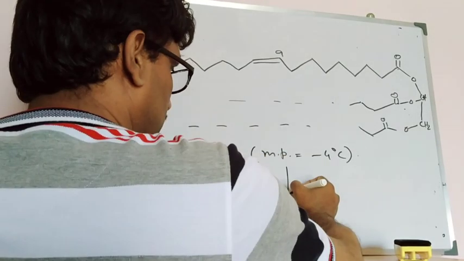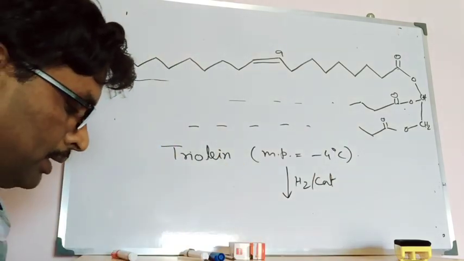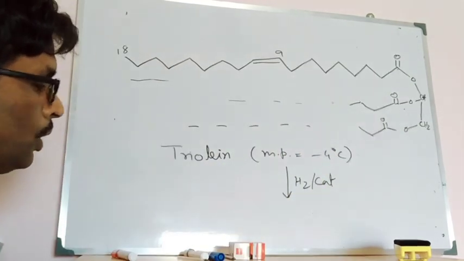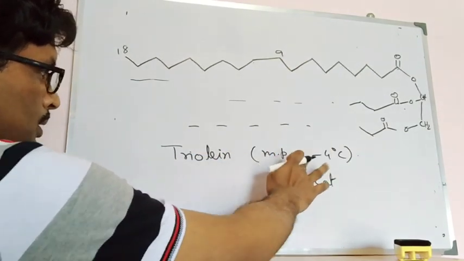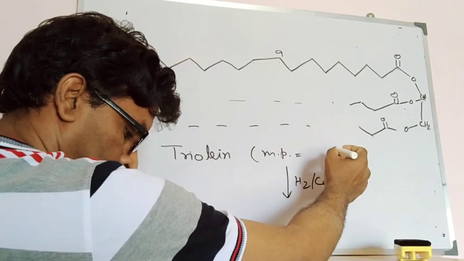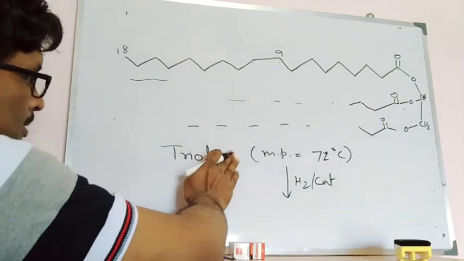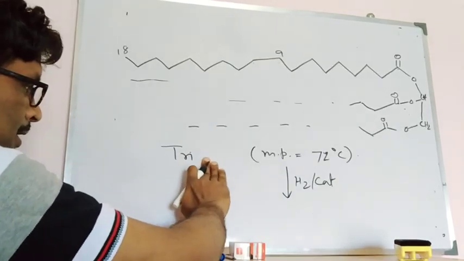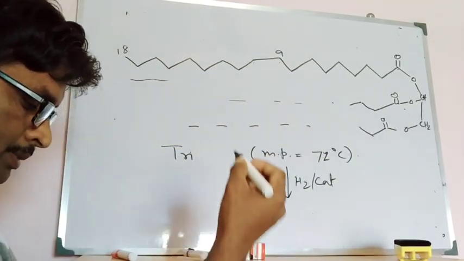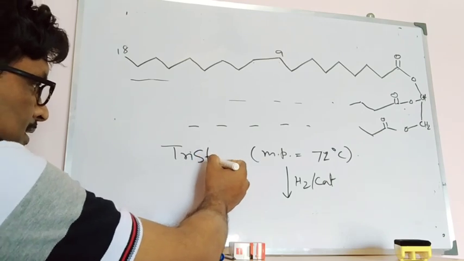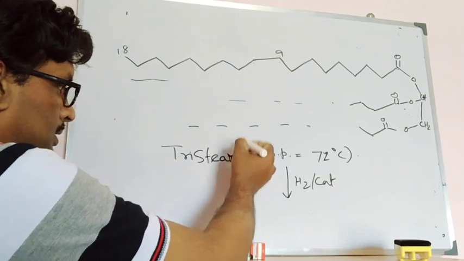Now if we carry out the catalytic hydrogenation of this one, then this triolein, whose melting point is minus 4 degrees centigrade, will convert to the corresponding saturated one. So all these ones are saturated. So this one's melting point will now increase to 72 degrees centigrade, and it will be named stearic acid, that is C18 and saturated, and its name is stearin. So this will be generated there.